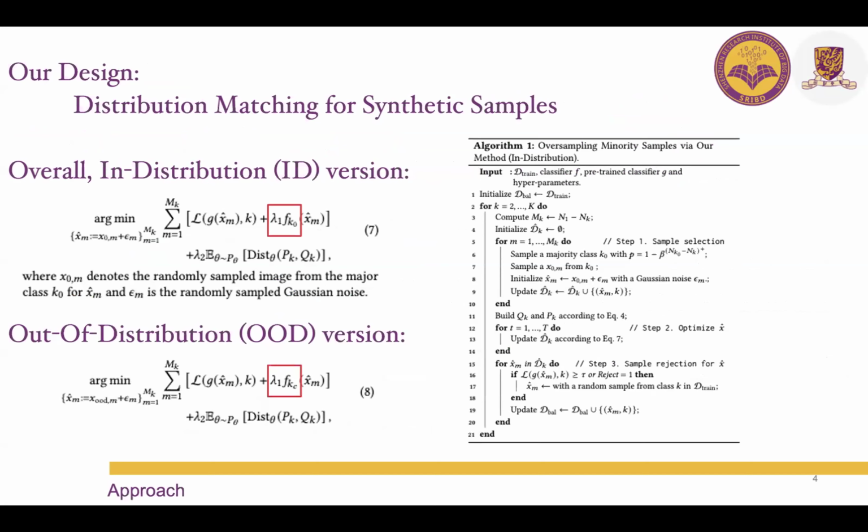The algorithm involves generating synthetic samples, updating them, and then applying a sample rejection step. Beyond the in-distribution version, we also have an auto-distribution algorithm which follows a similar principle. The key takeaway is that we are not just blindly generating data, we are carefully crafting it to be both classifiable and representative.